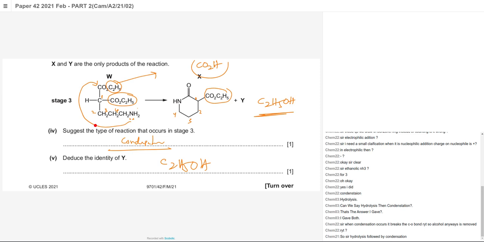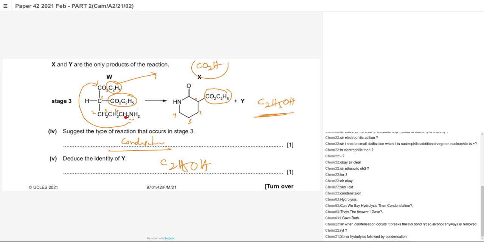Question: when condensation occurs, it breaks a carbonyl bond, right? So alcohol anyway is removed. No, here there is no condensation at first. Actually, the first step would be the hydrolysis, because there is no reaction of esters. This is an ester link. Ester cannot form an amide link, right? So first the hydrolysis should take place, and then you get the ring, this NH2 attacking the carbon and forming the ring. Clear?